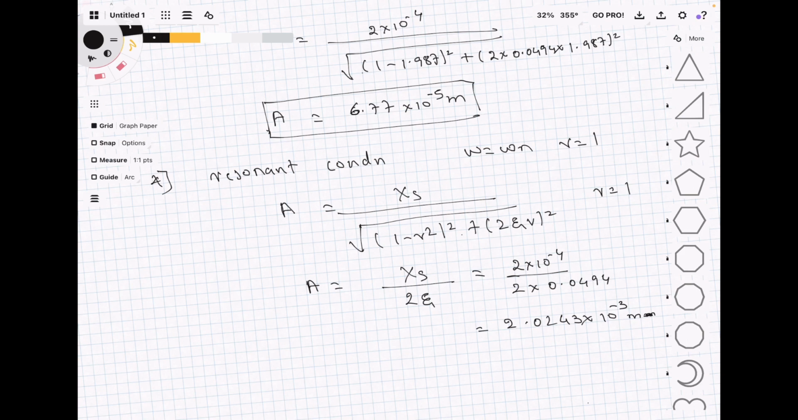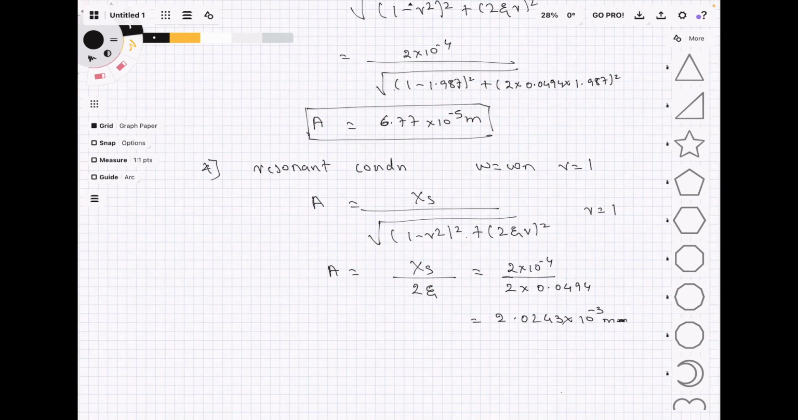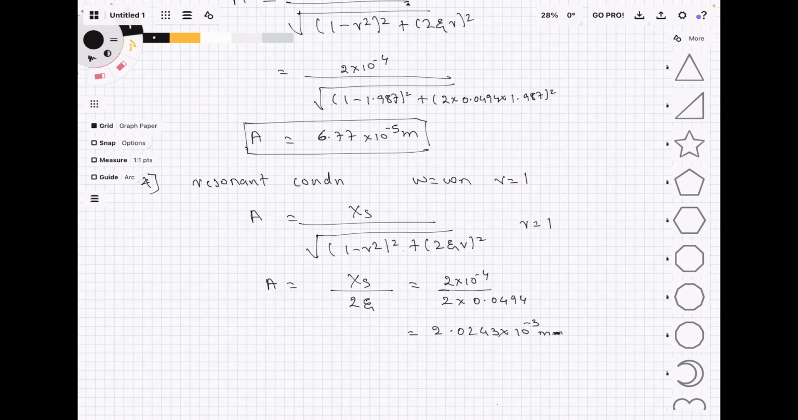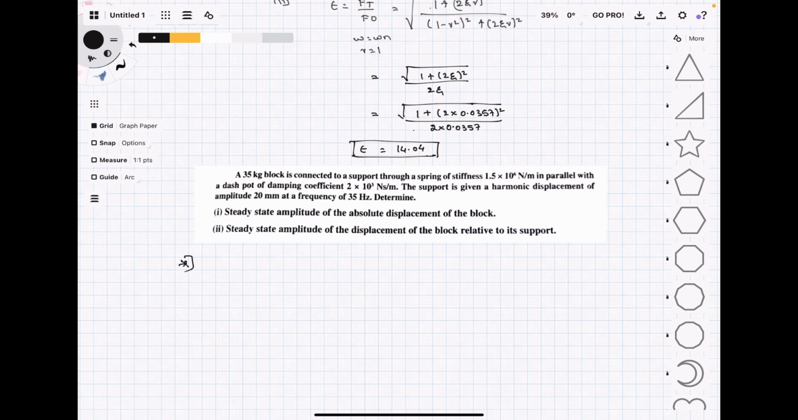I hope this is clear. So these are the problems which we'll be solving. A simple condition with the normal case, and without the normal case, that is the resonant condition. Okay. So we'll be solving the next problem.